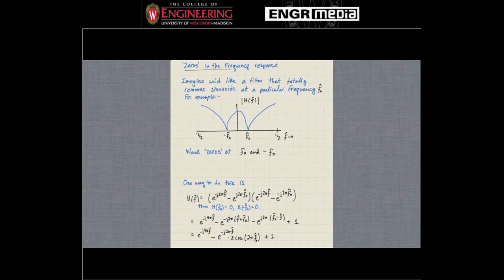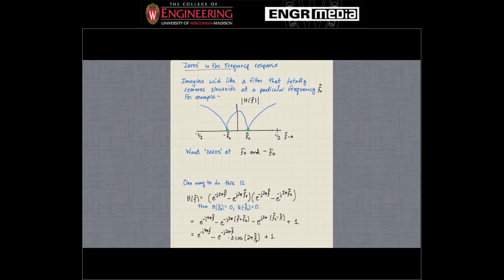So as an example, if you look at the plot of a filter, say H of f hat, and it has points where the absolute value goes down to 0, here at what's drawn as minus f naught hat and plus f naught hat, those are referred to as zeros. It's called a zero because if we pass a sinusoid through the filter at that frequency, it just gets totally zeroed out.